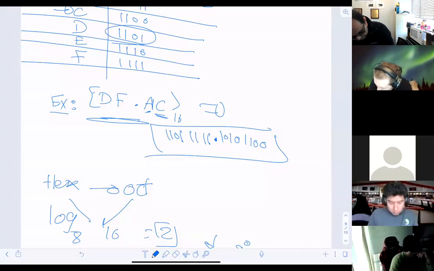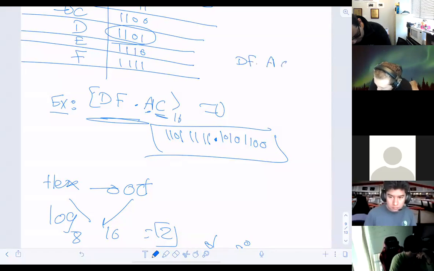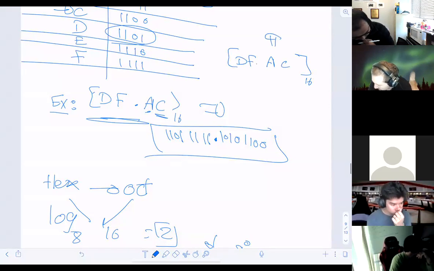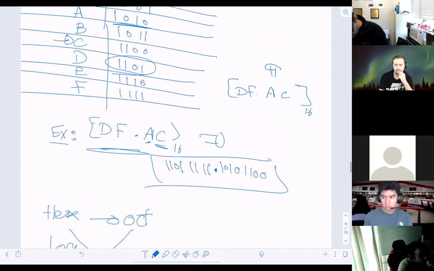Okay, so we are talking about this DFAC, and this is in hexa, and you want it to be octal, right? So if we go into the octal, we have 0, 1, 2, 3, 4, 5, 6, 7, 8, 9, A, B, C, D, E, F, right? And since it's hex going to octal, we're going to use this trick of the log 8 16s. So it's going to be two digits, right?